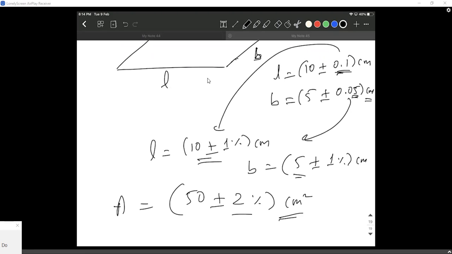Which is 10%? Oh, this is 10%. 10 0.1, no, 10 0.1 is 1% only. Somebody has a doubt here. Please, if you have a doubt, let me know. Sharath, your calculation is wrong. 0.1 is 1% of 10 only.